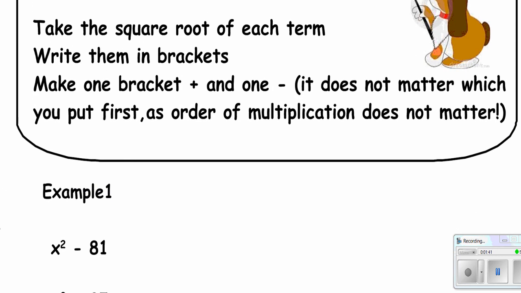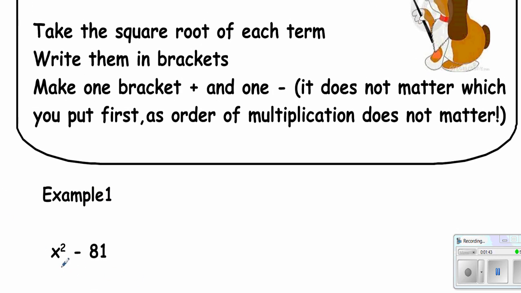So we'll look at the first one here. We've got x squared minus 81. So we can take the square root of x squared, which is x. We can take the square root of 81, which is 9. So we set up two identical brackets. And in the first bracket, we take the square root of x squared, which is x. So we fill in x. We take the square root of 81, which is 9. So we fill in 9. And we make one bracket positive and one bracket negative.